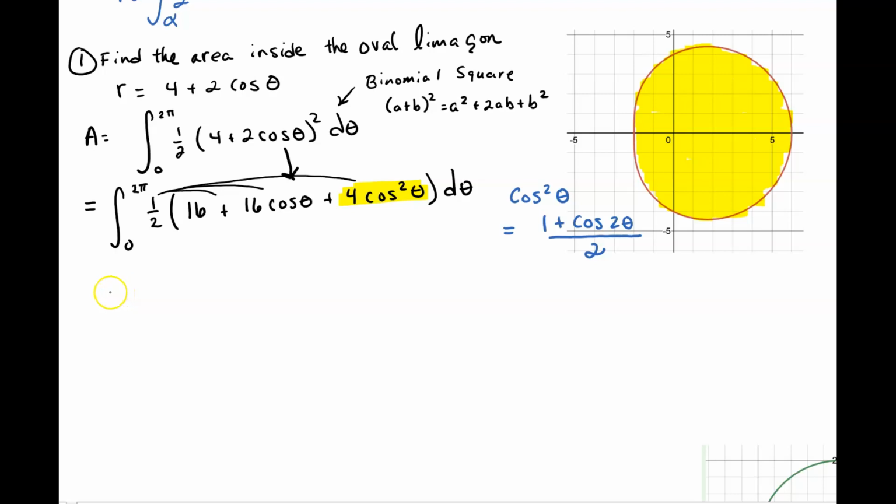We distribute the 1/2, and what does that look like? Well, we've still got the integral from 0 to 2 pi. We've got 8 plus 8 cosine theta. The 1/2 gets multiplied by the 4, so we end up with a 2.